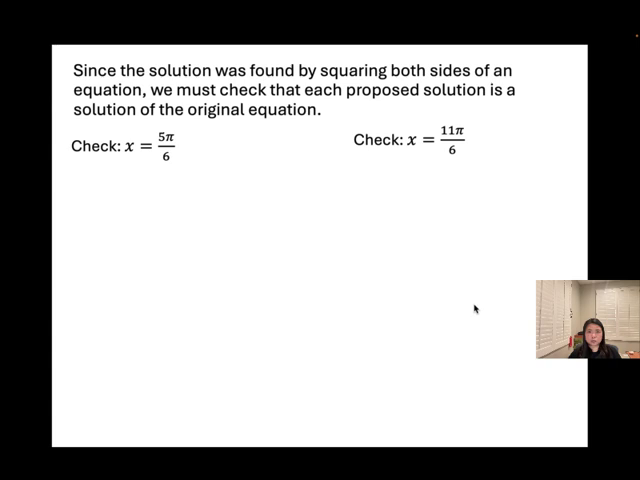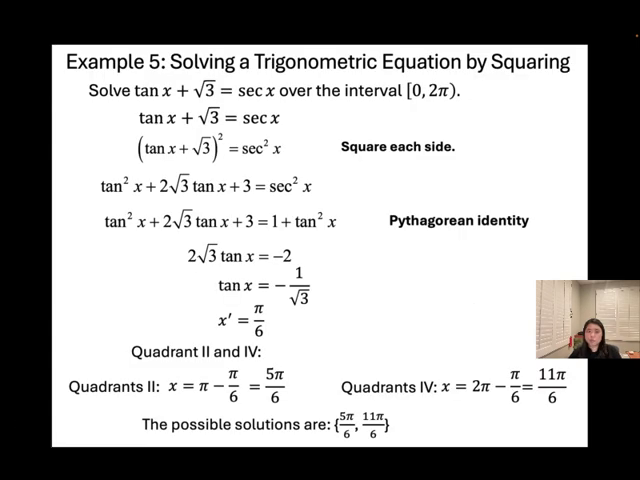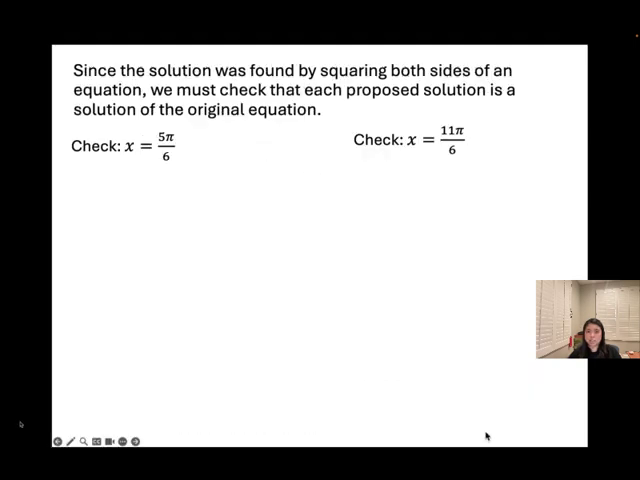Okay, since the solution was found by squaring both sides of an equation, we must check that each proposed solution is a solution of the original equation. If you still remember from Algebra 2, if you solve an equation by squaring to deal with the square root, you have to check your solution. Because when you take the square, the negative goes away, and you may get the wrong answer. So when I take the square here, after I get the possible solutions, I have to double check. So how can you check?